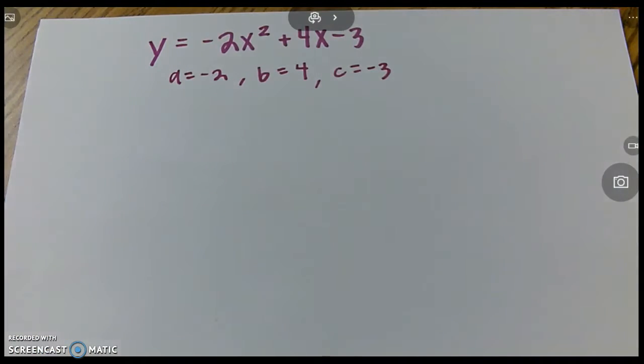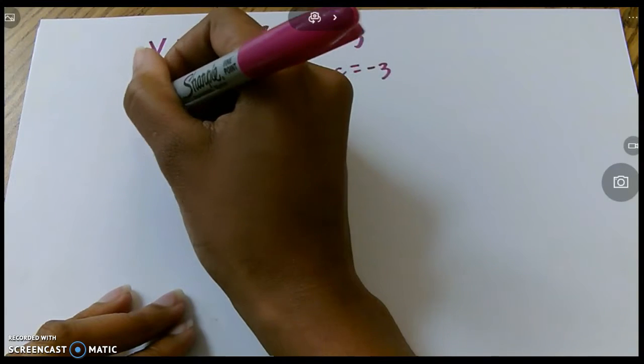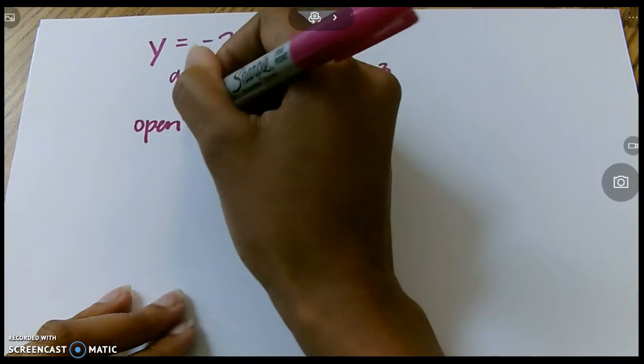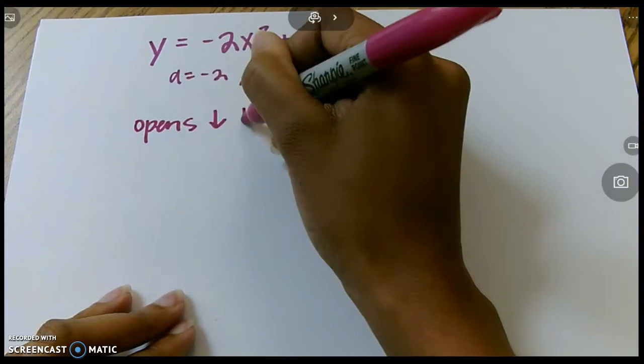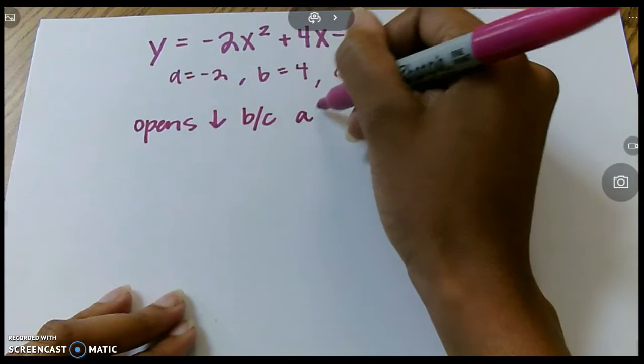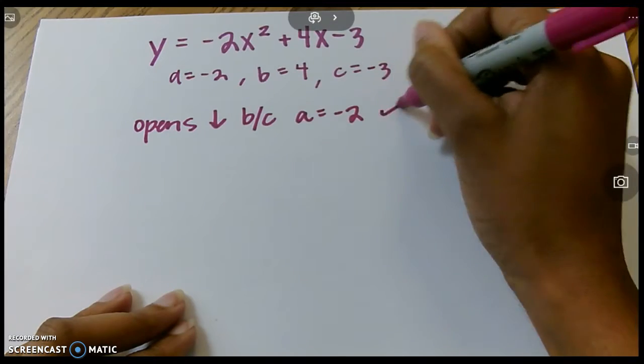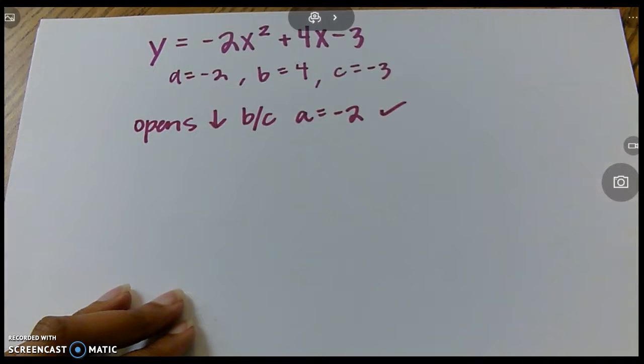Once we have found those, now we need to determine whether or not our graph opens upward or downward. If it opens upward, that means that our A is positive. In this function, our A is negative, so it opens downward, meaning you're going to justify your answer saying that it opens downward because A equals negative 2.